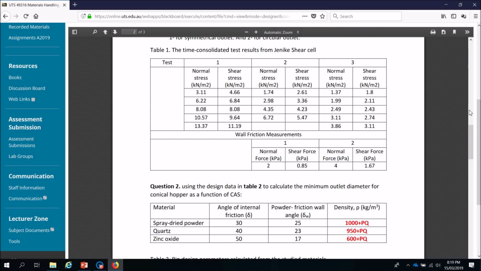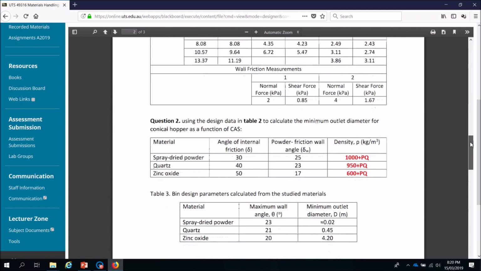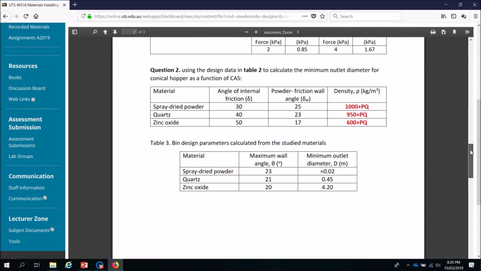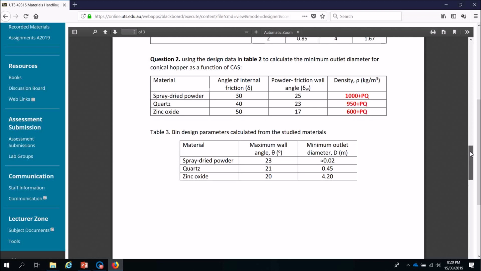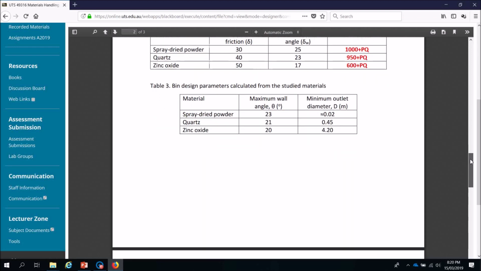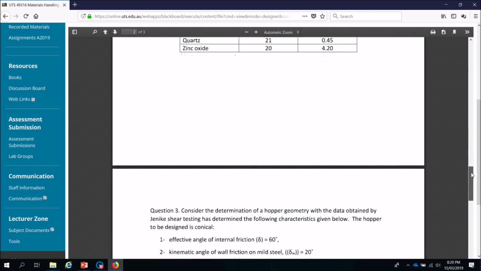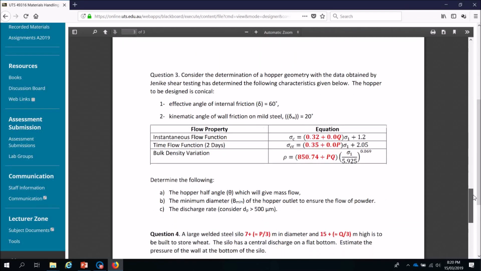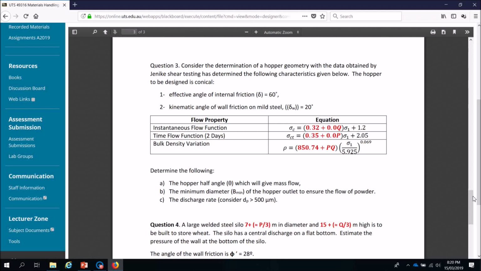Question number 2 is going to be about the consolidation for 3 different materials. And once again, the density is going to be different from one student to another. Actually, question number 2 is going to be using the data to calculate the minimum outlet. This should be done next week. The bin design parameters are calculated from the study materials next week. Now this one is away from the hopper geometry, but that's what we have. That's for the flow function and the consolidation at the same time.